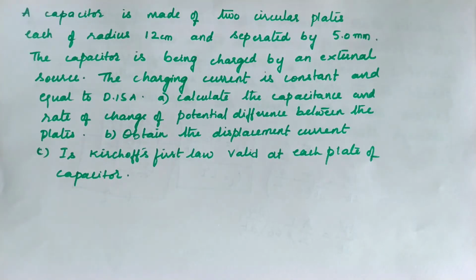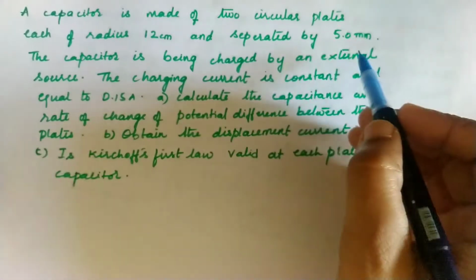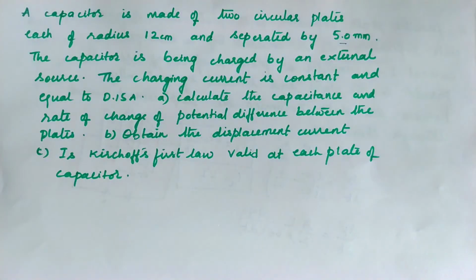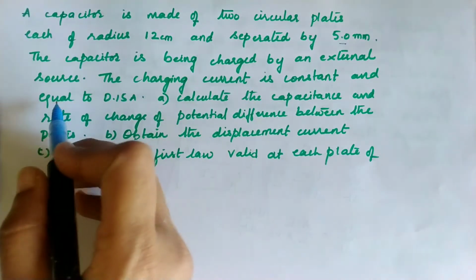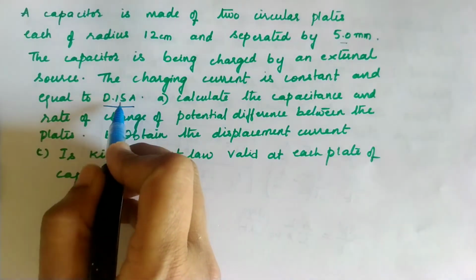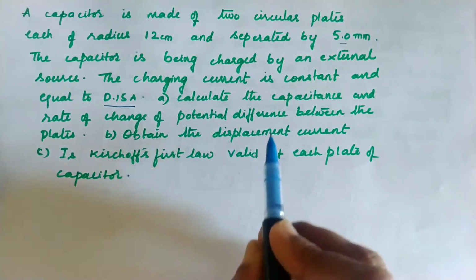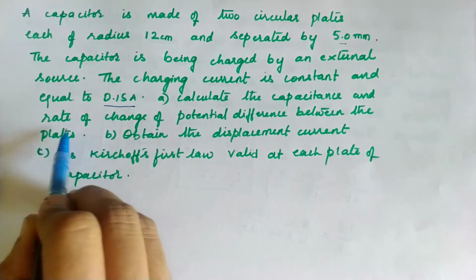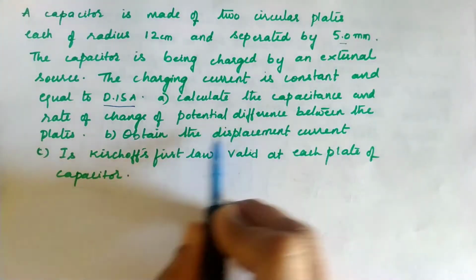Okay, now look at this question. This is your NCERT question. There is a capacitor which is made of circular plates of radius 12 centimeter, separated by 5 millimeter distance. Okay, the capacitor is being charged by an external source and they have already given you the charging current. It's 0.15 ampere. Now calculate the capacitance and rate of change of potential difference between the plates.